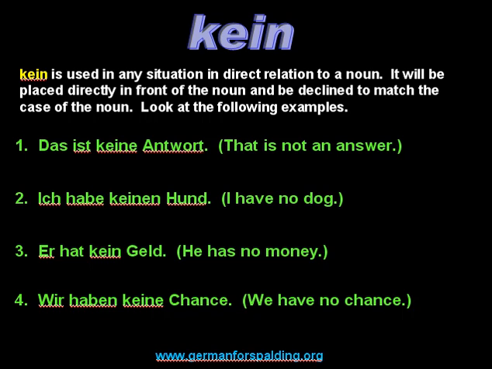Number 3, er hat kein Geld. Geld is a neuter noun or das word, so there is no ending on kein. It's basically the same as it is in the accusative case because money in this sentence is the direct object. And then finally 4, wir haben keine Chance. We have no chance.